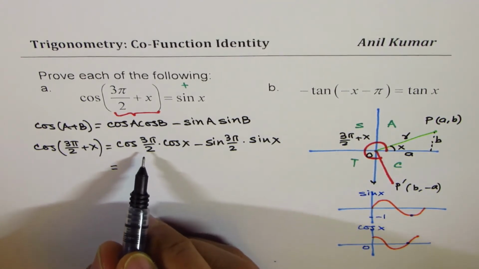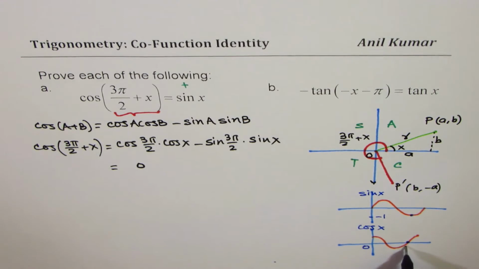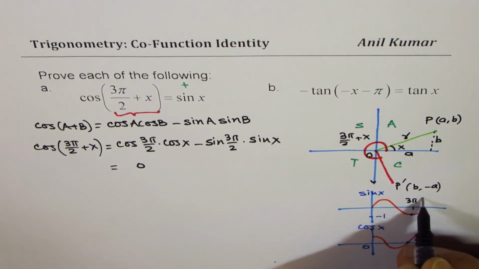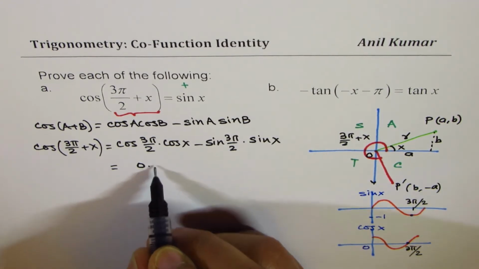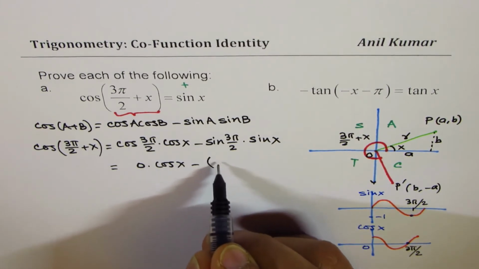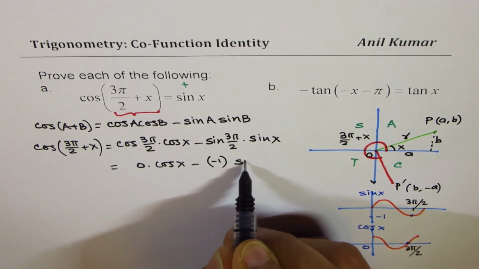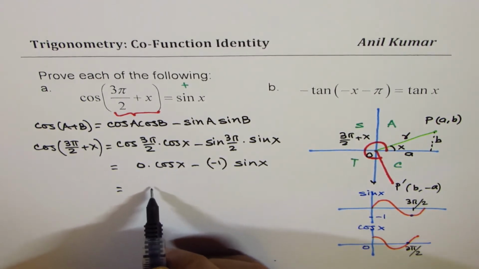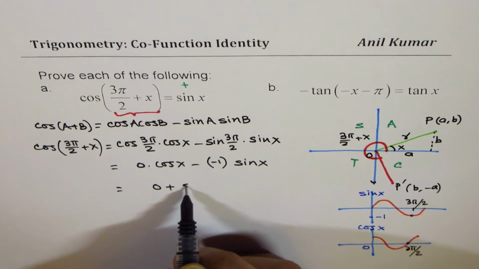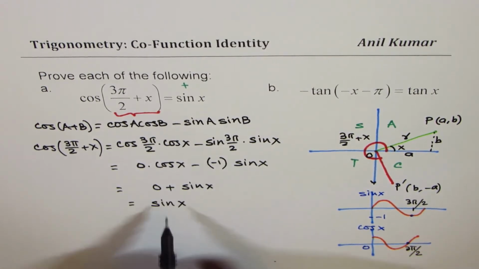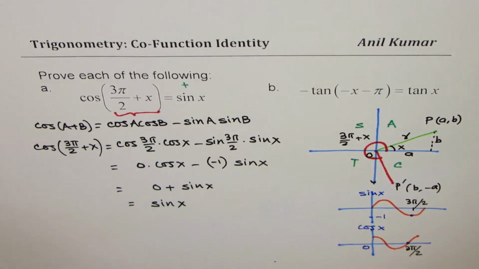Cos 3π/2 is 0, times cos x, minus sine 3π/2, which is minus 1, times sin x. So what we get here is 0 plus sin x, which is equal to sin x. Clear? So that is how, using the formula, you can easily prove this identity.